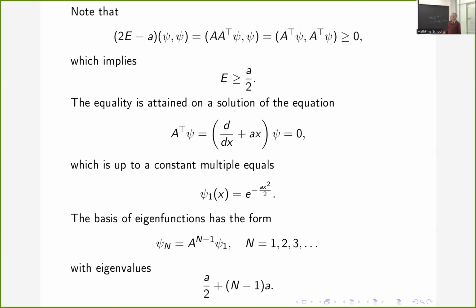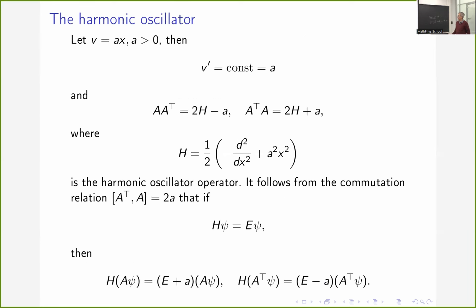Then the annihilation operator acts on this eigenfunction, and this eigenfunction has to lie in the kernel of the annihilation operator. So it is a solution of the equation d/dx plus ax psi equals 0. This is the ground state of this operator with eigenvalue a over 2. And then we start to apply the creation operators, going up.